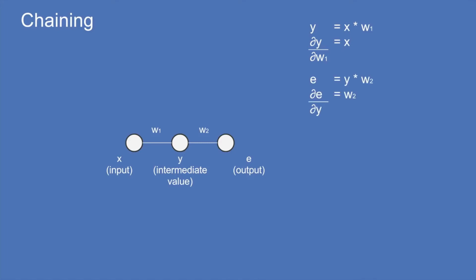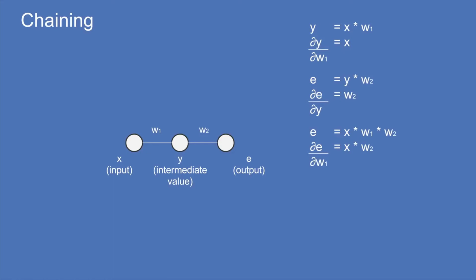Similarly, for the next step, we can see that e is just the value y times the weight w2. And so when we calculate dE/dy, it's just w2. Because this network is so simple, we can calculate from one end to the other. x times w1 times w2 is the error e. And so if we want to calculate how much the error will change if I change w1, we just take the derivative of that with respect to w1 and get x times w2.